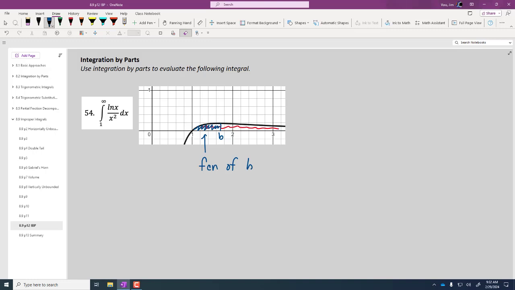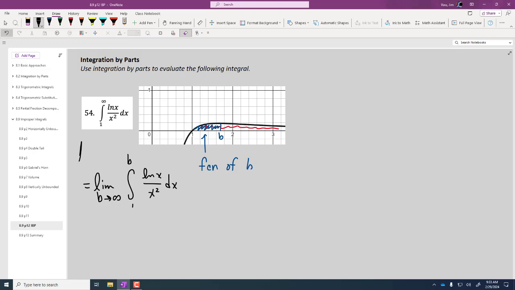All right. So to do that, to find this function of B, we introduce the limit, and we're going to let B go to infinity. And this will be an integral from 1 to B of ln of x divided by x squared dx. So that is the first thing you should write down: limit. Anytime we have an improper integral, that's how we evaluate. We have to take a limit. So don't forget to write the limit. Notation is important.